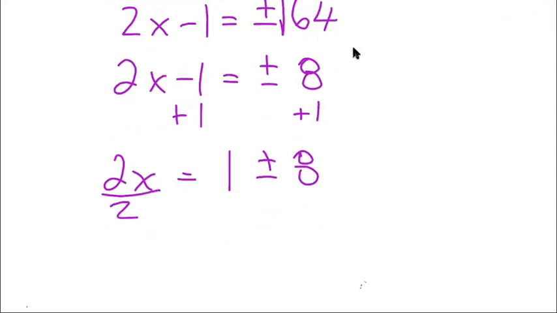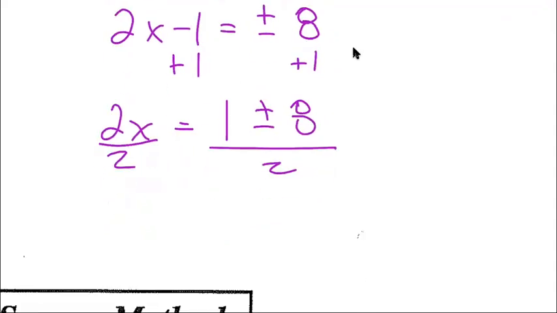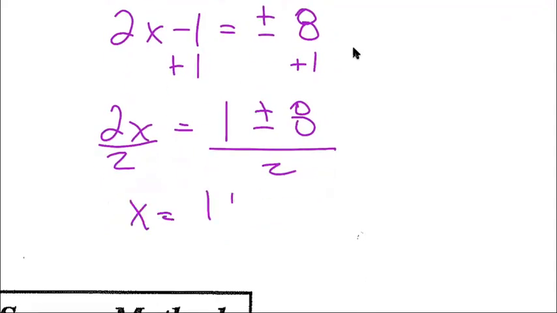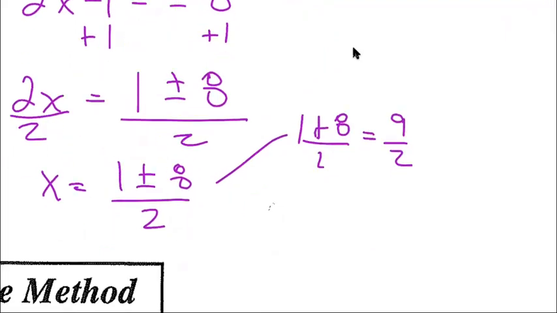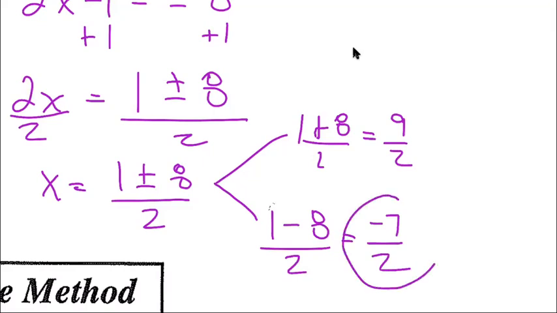Divide by 2. That gives me x is equal to 1 plus or minus 8 over 2. And I do both versions. I do the plus version. 1 plus 8 divided by 2 is 9 over 2. And I do the minus version. 1 minus 8 over 2 is negative 7 over 2. There's your two solutions.